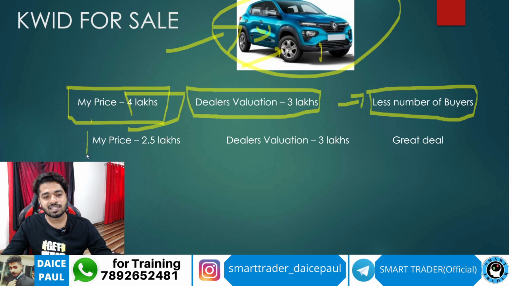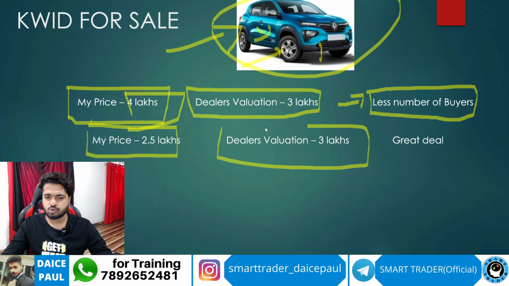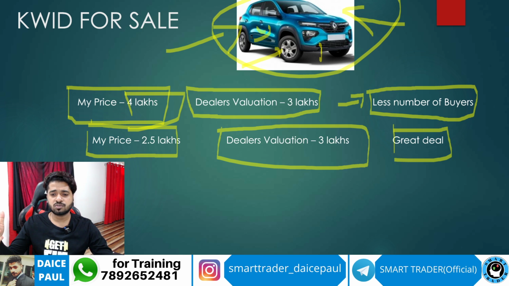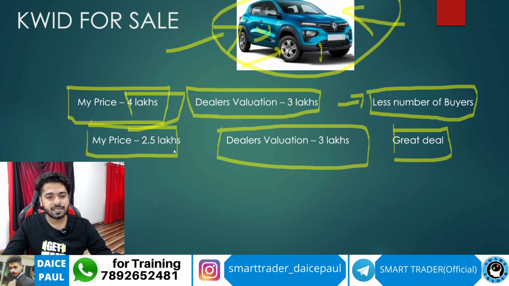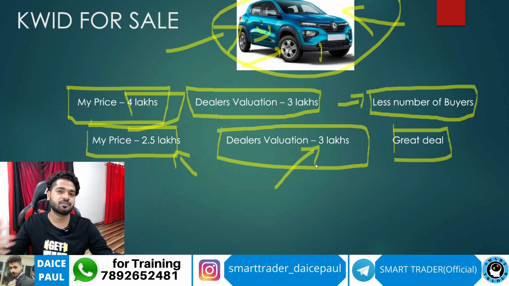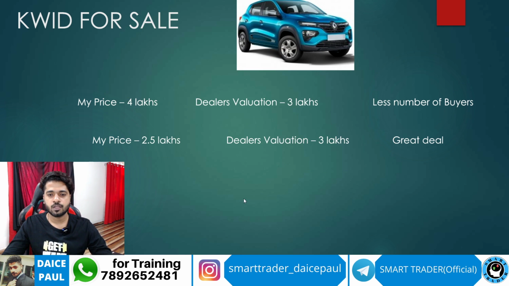But let's say I am selling the same car at 2.5 lakh rupees and the dealer's valuation is 3 lakh rupees. Obviously it's a great deal. Anybody will jump and buy this car for 2.5 lakhs and immediately resell it for 3 lakhs. They know the exact market value of this car is 3 lakhs. They can even sell it for 3.5 lakh, based on their talents. So in these two conditions, you felt this deal looks better, right?